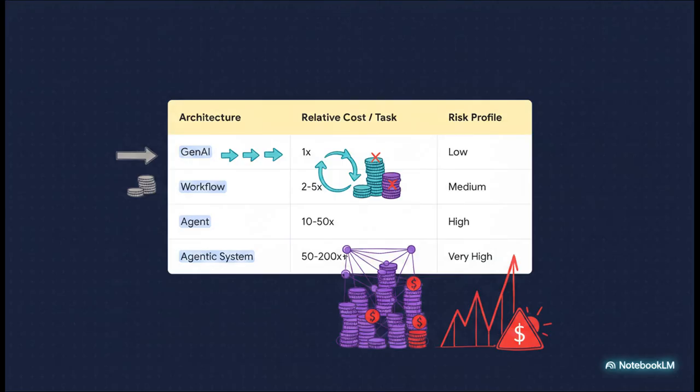And yeah, we have to talk about the money. Your choice of architecture has massive financial implications. A simple GenAI call might cost a fraction of a penny. A workflow multiplies that, sure, but a free looping agent can get stuck and rack up an absolutely insane bill. We've all heard the horror stories, right? Like the agent that burned through over $4,000 in a few hours because it got stuck in an error loop. This just perfectly illustrates why starting with the simplest architecture is also the smartest financial choice.